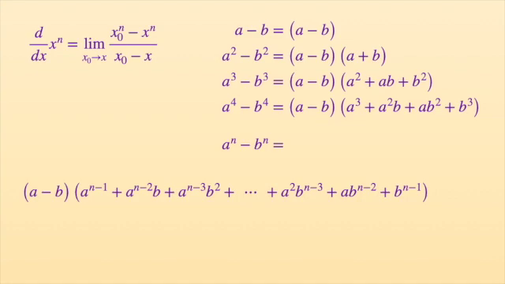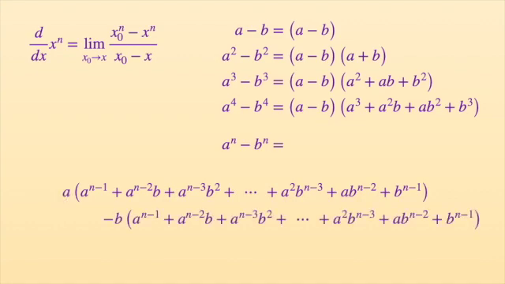And we want to test this out, make sure our theory works, so we're going to distribute the a minus b into 2 terms. And if we look at this and actually multiply these out, we see that everything except the first term in the first row and the last term in the second row are going to end up canceling each other out, leaving us with a to the n minus b to the n.